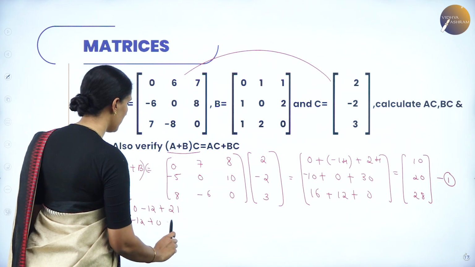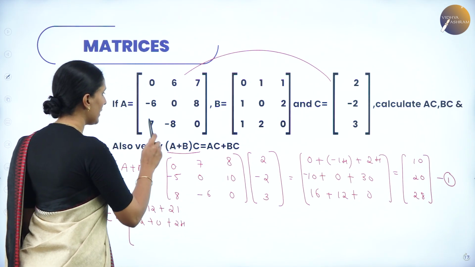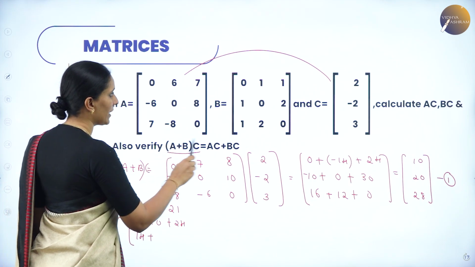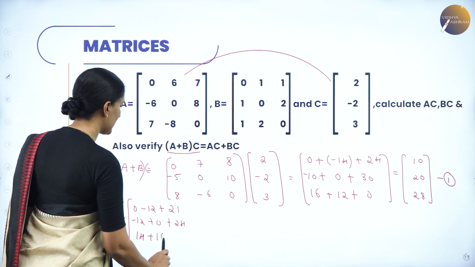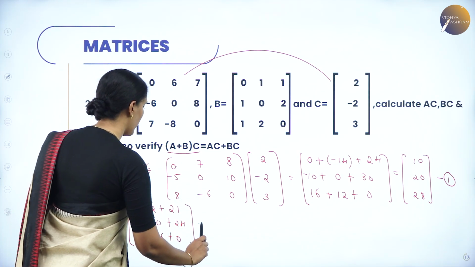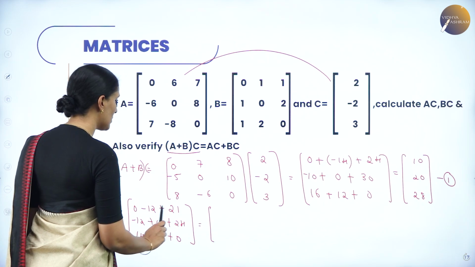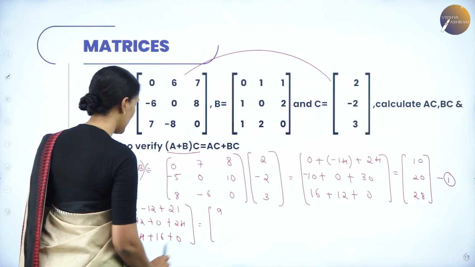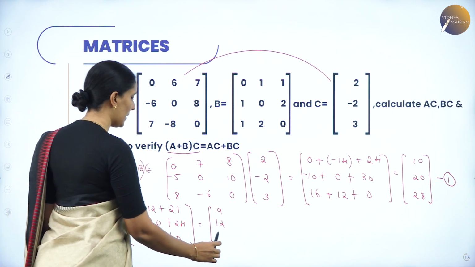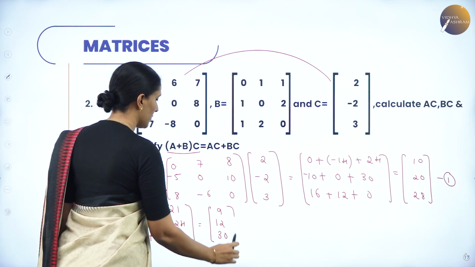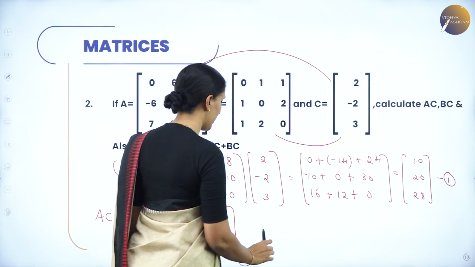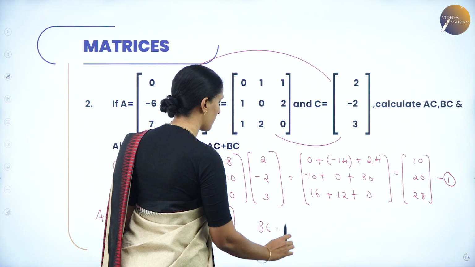8 3s are 24. Next, 7 2s are 14. Minus 8 into minus 2, plus 16, plus 0 into 3, 0. So, we got the value as minus 12 plus 21 is 9. Minus 12 plus 24 is 12. 14 plus 16 is 30. So, this is AC. Now, let's take BC, B into C, the product of these two matrices.